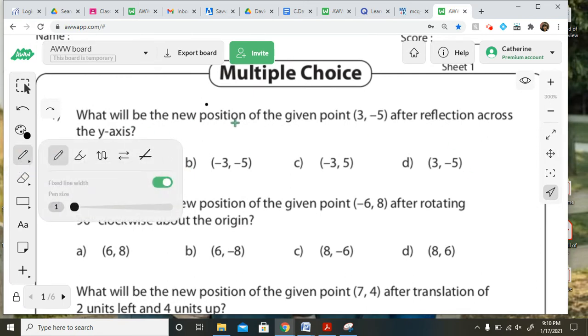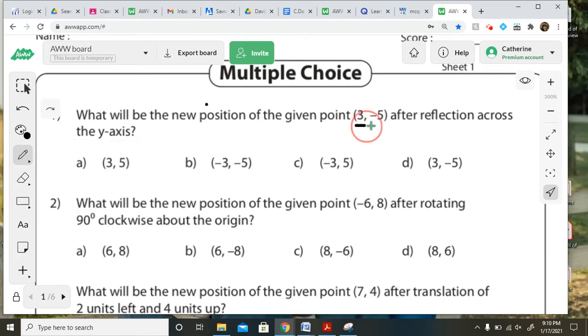It says, what will be the new position of the given point 3, -5 after a reflection across the y-axis? Well, remember when we go across the y-axis, the y stays the same and the x goes opposite. So it would still be -5 for our y coordinate, but the x would go opposite, so that would be a -3. So -3, -5 would be our answer.